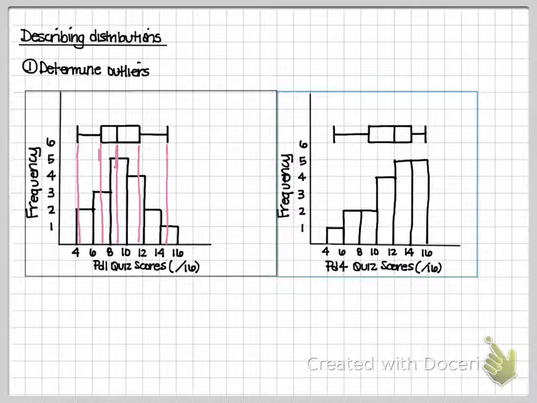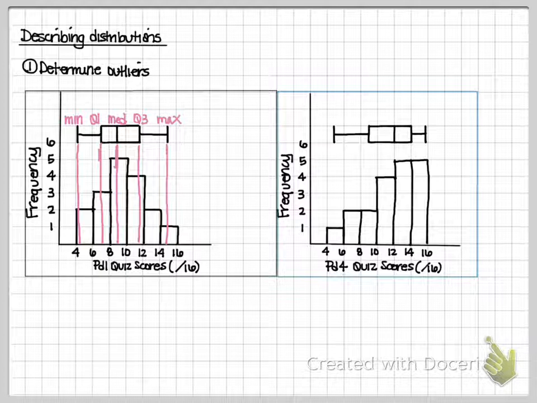Just as a reminder, you'll notice that there are no dots off to the side of this. Those dots would be my outliers. So this is the minimum. There's Q1. The little line is the median. Q3 is the end of the box, and since there are no outliers, the very end would be the maximum.